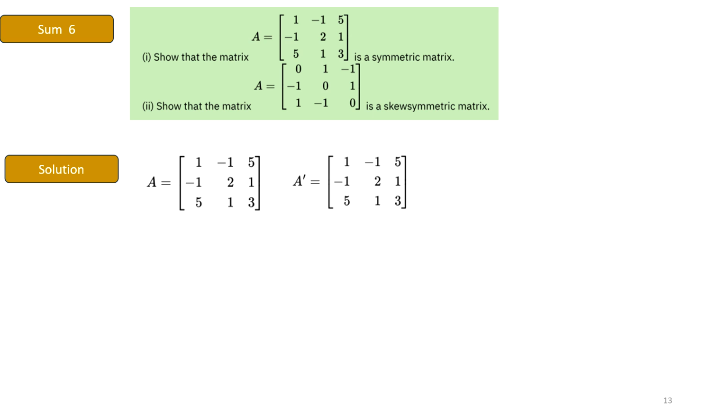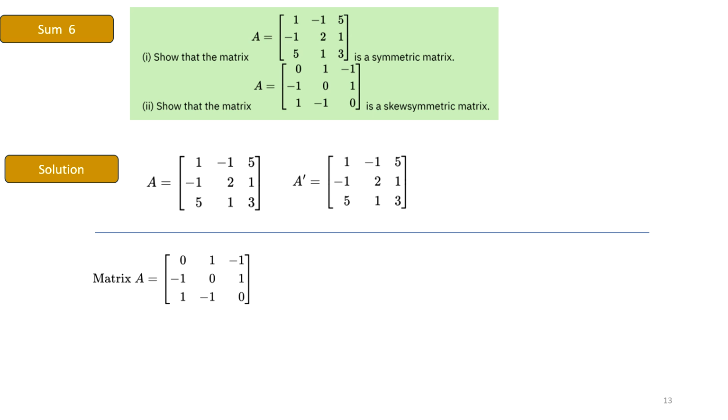Next, we move on to the second part of the problem statement. Since A and A transpose are negative of each other, matrix A in this case, that is the second part of a problem statement, is a skew symmetric matrix.